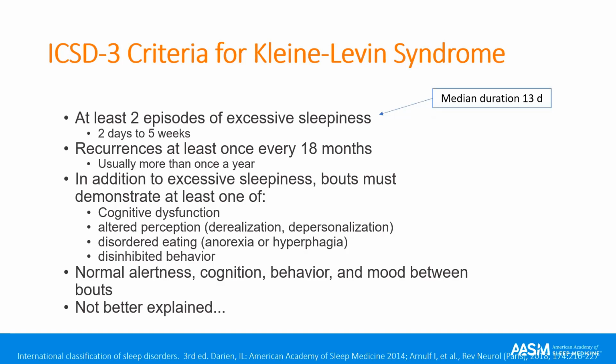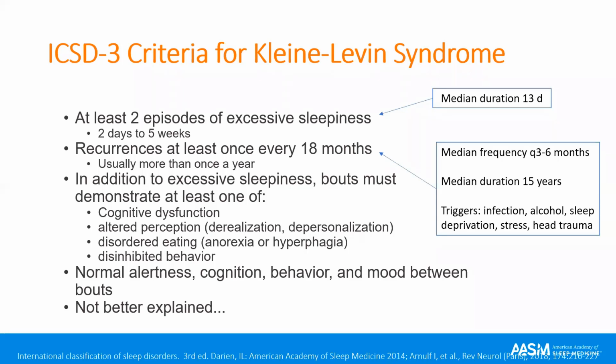During these bouts of sleepiness, people will sleep very long durations. And so it is not uncommon for people to sleep 18, 20, 22 hours a day during one of their Klein-Levin bouts. But as bad as that is, it's not the only part of the recurrent hypersomnia of Klein-Levin. In addition to that sleepiness, patients also have to have at least one other abnormality during their episodes, but not present in between their episodes. And that can be cognitive dysfunction, altered perception, disordered eating, either hyperphagia, which is sort of the textbook, or anorexia, or disinhibited behavior. They don't have to have all of those, they have to have one of those.